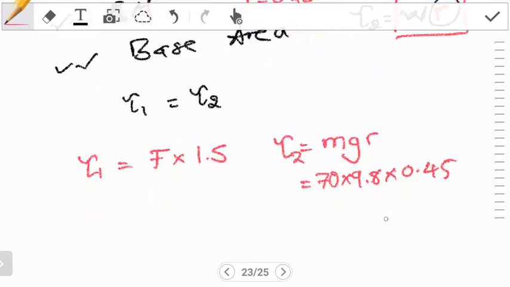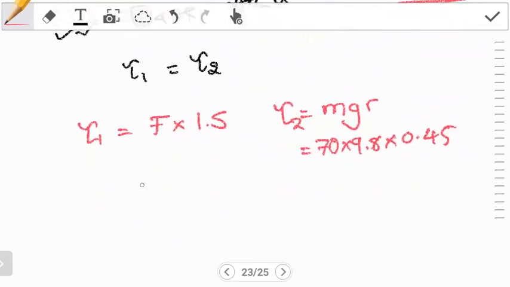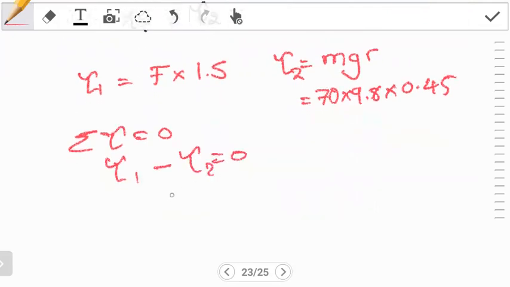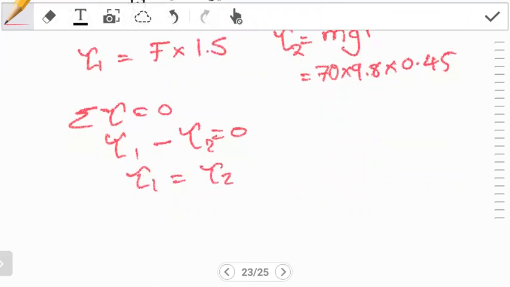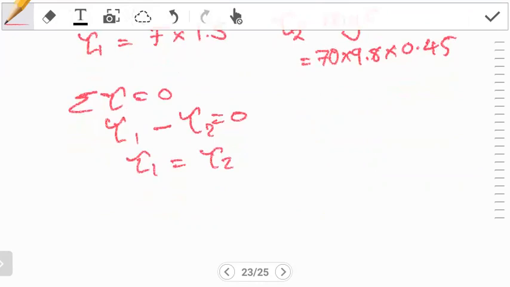Okay, so once we get this, we can again use the sum of the torques. The summation of the torques should equal 0. Torque 1 is anti-clockwise, so positive. Torque 2 is clockwise, negative, equating to 0. So this implies that torque 1 is equal to torque 2. This is the situation we are working with again.